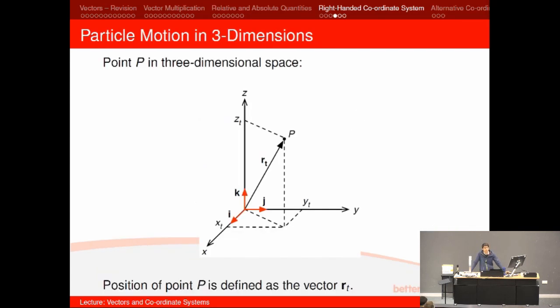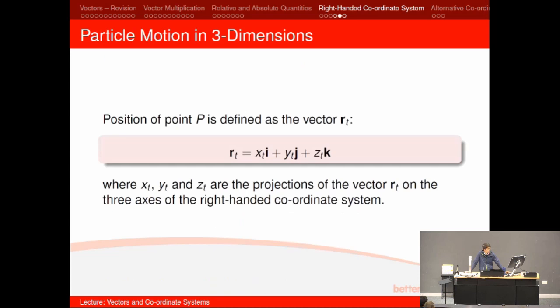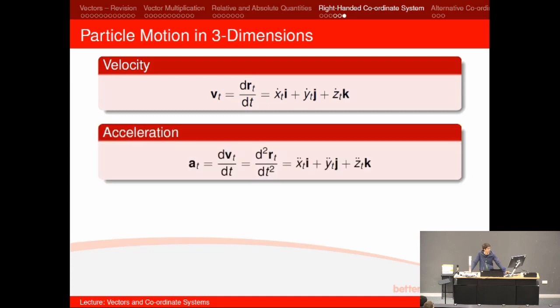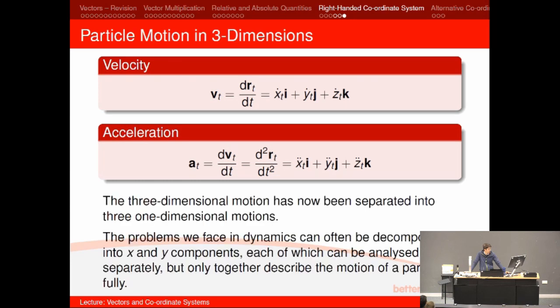Displacement, velocity, and acceleration. The same goes for this one, where you get a displacement r(t), and then similarly you can just get the velocity and the acceleration of both. By just differentiating it twice, you get the acceleration, and that will be differentiating each component of that vector. A little last paragraph: the problems we face in dynamics can often be decomposed into x and y components, each of which can be analyzed separately. Only together do they describe the motion of the particle fully.